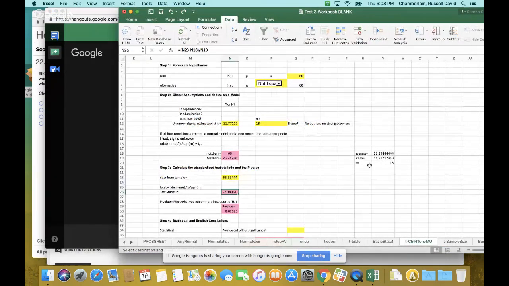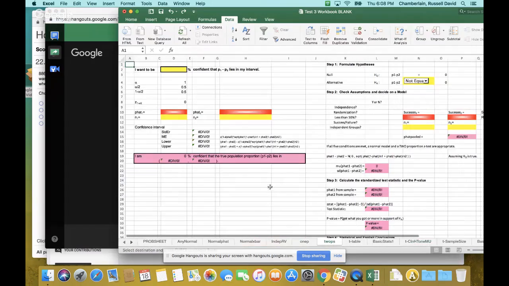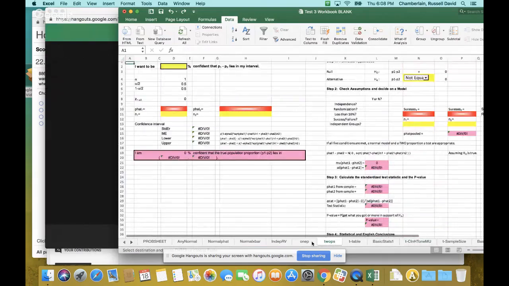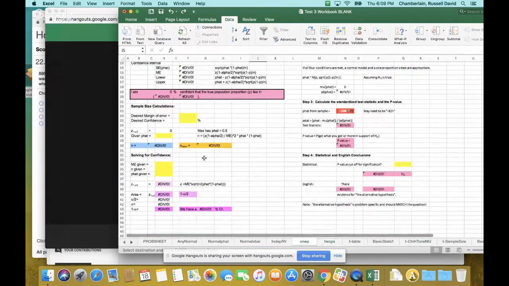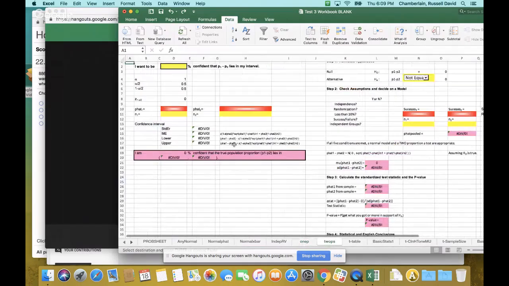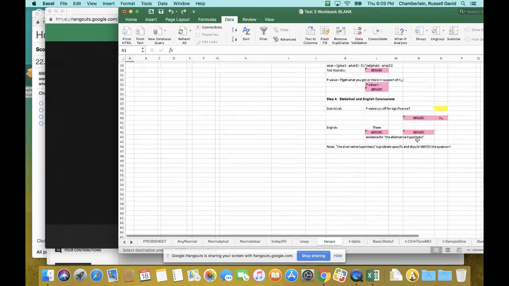Okay, so this is all about the two proportions. I'm going to try and knock out all of this at once. Note, it's a lot like 1p, except you don't have to do as much. We don't have to solve for confidence. We don't have sample size considerations. It's just confidence intervals and hypothesis tests, right?